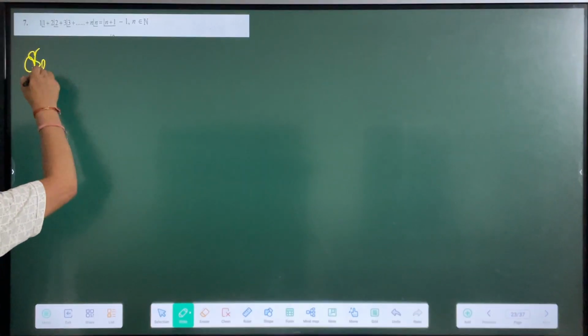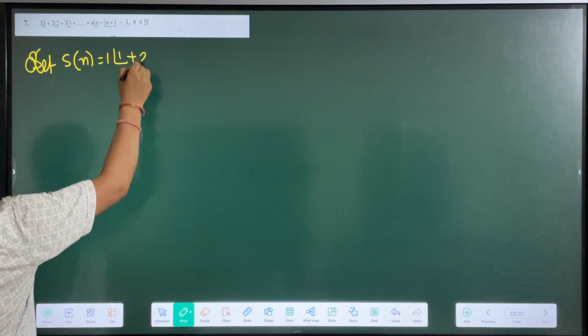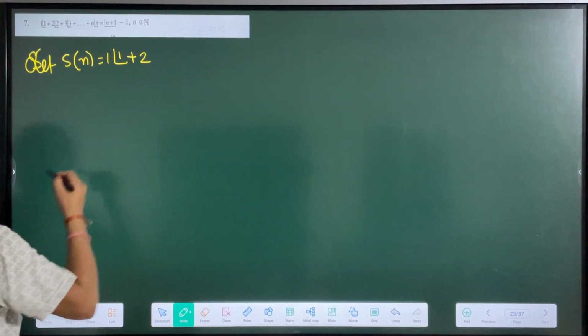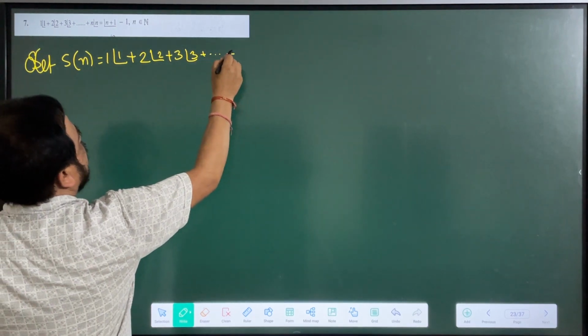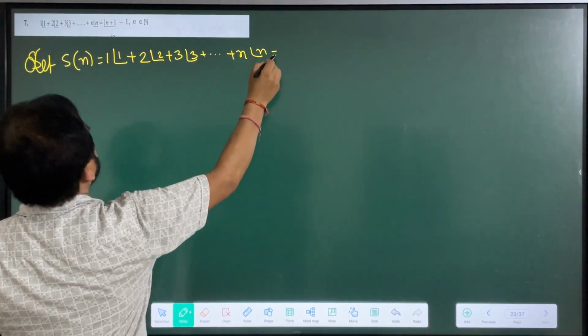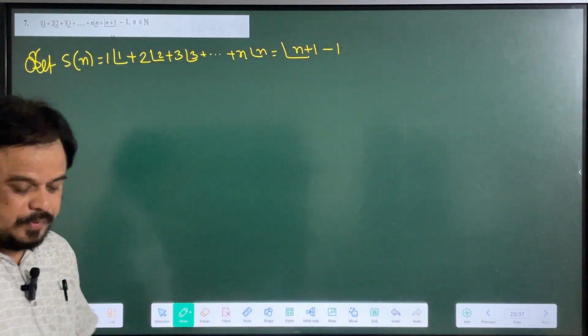Number 7. Let Sn be 1 factorial 1, plus 2 factorial 2, plus 3 factorial 3, up to n factorial n, equals factorial n plus 1 minus 1.